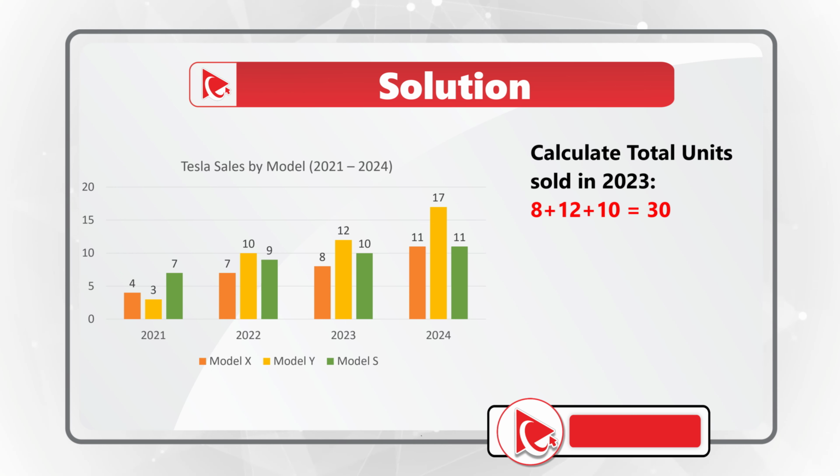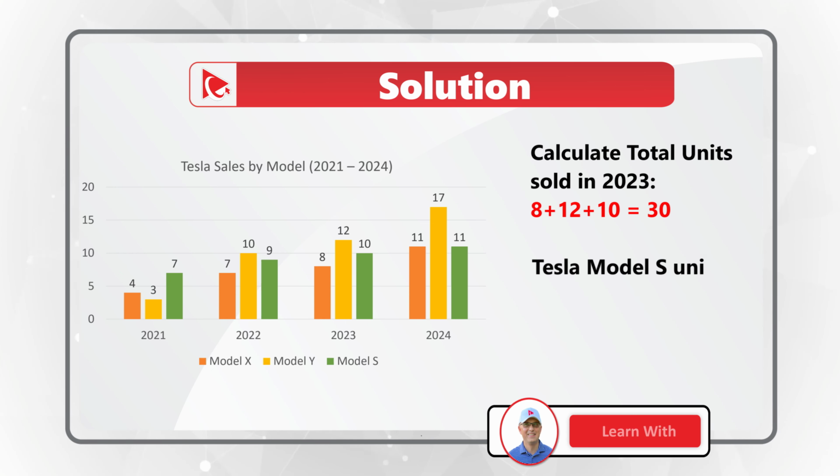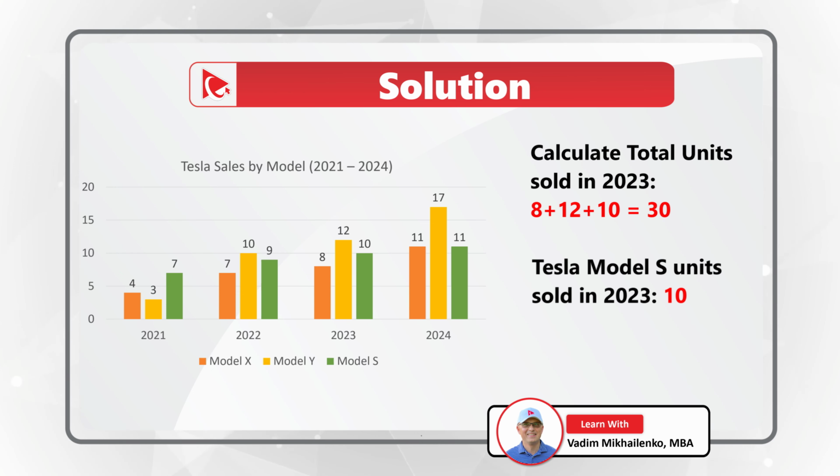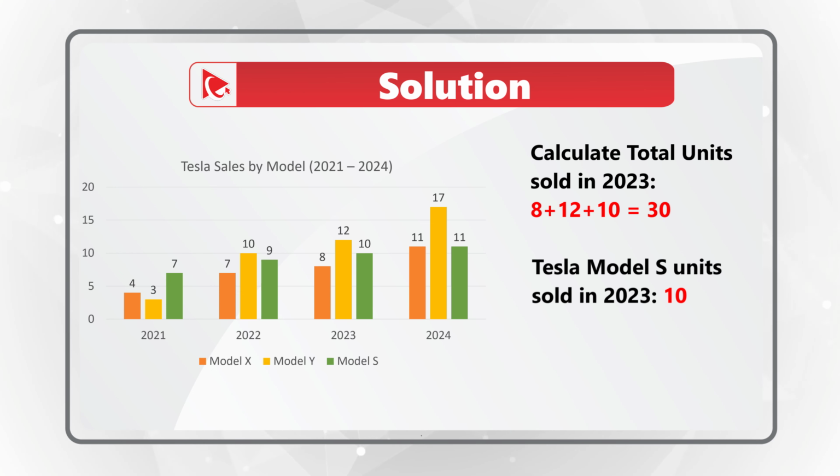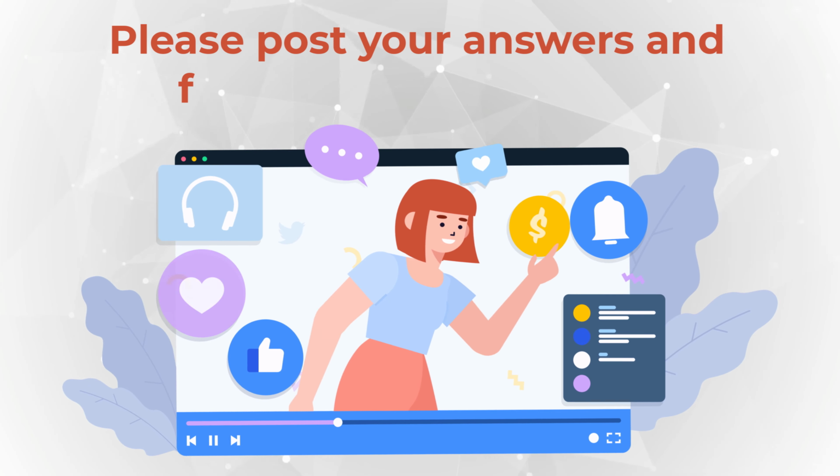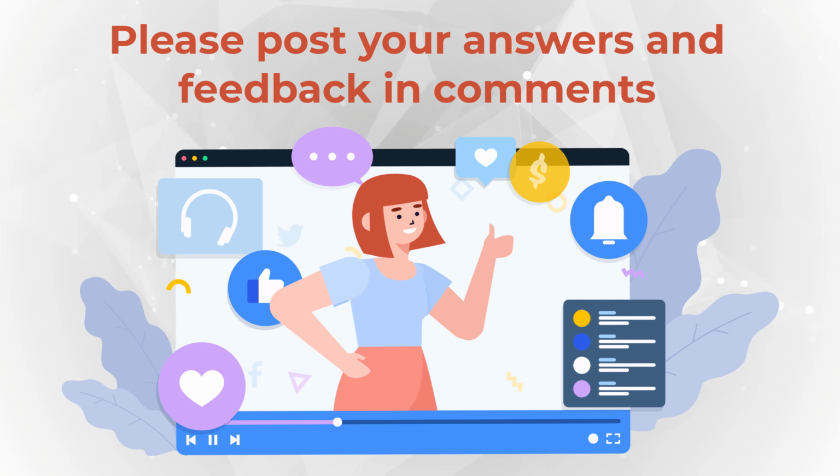Now let's determine the percentage. We sold 10 units of Model S in 2023, which is 1/3 of the 30 units in total. So the correct choice here is 1/3 of 100%, which is approximately 33%. So the answer here is choice 3, 33%. Hopefully you figured this out and now know how to answer similar problems on the test.